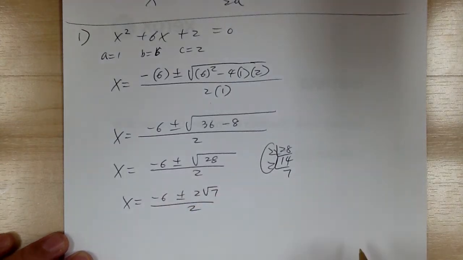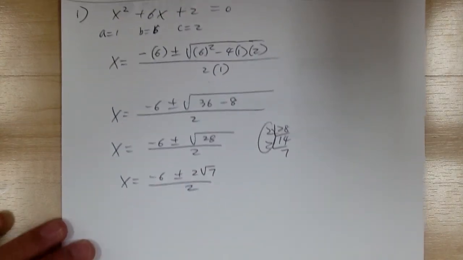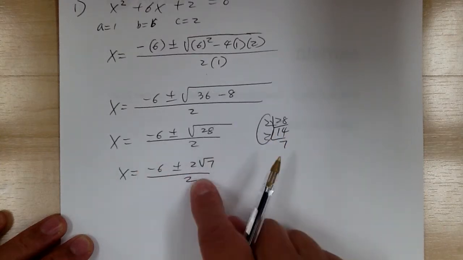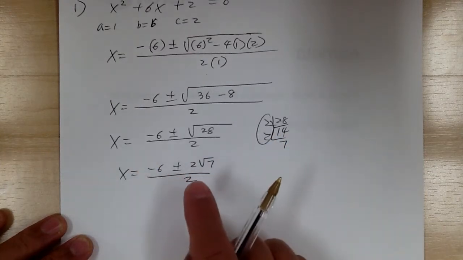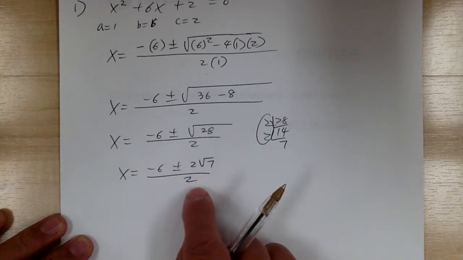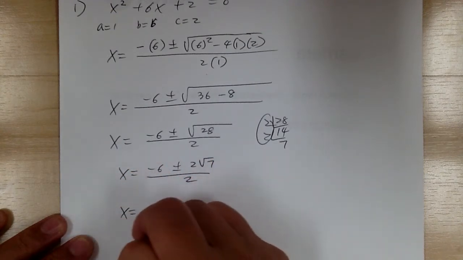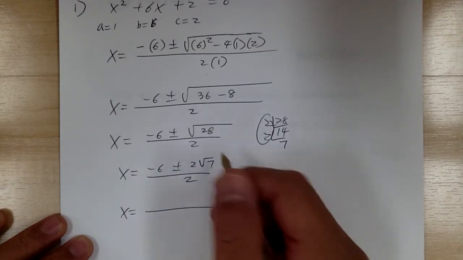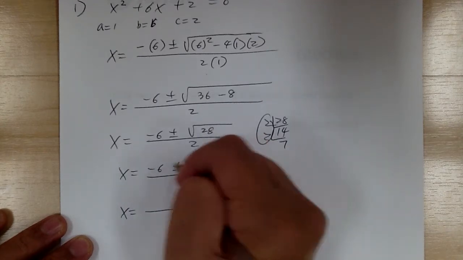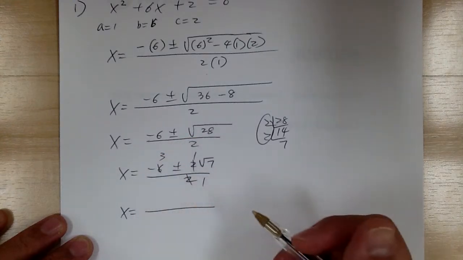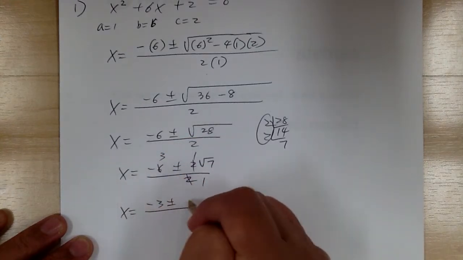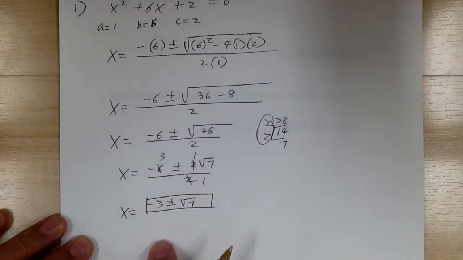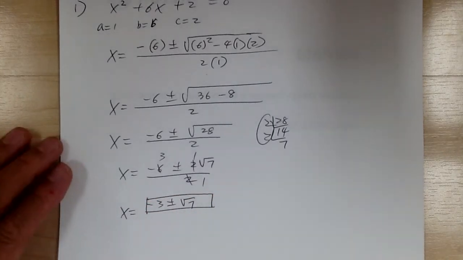Okay. Now, a lot of people will make mistakes in the following step. When they cancel, they either cancel this or they cancel that. But you cannot do that. You have to either factor out the 2, then cancel, or you cancel every single part. So all these are multiples of 2, so you can cancel everything by 2. So when you cancel out by 2, you get 1, 1, 3. So the answer would be just negative 3 plus or minus square root of 7. Okay, and that's it.